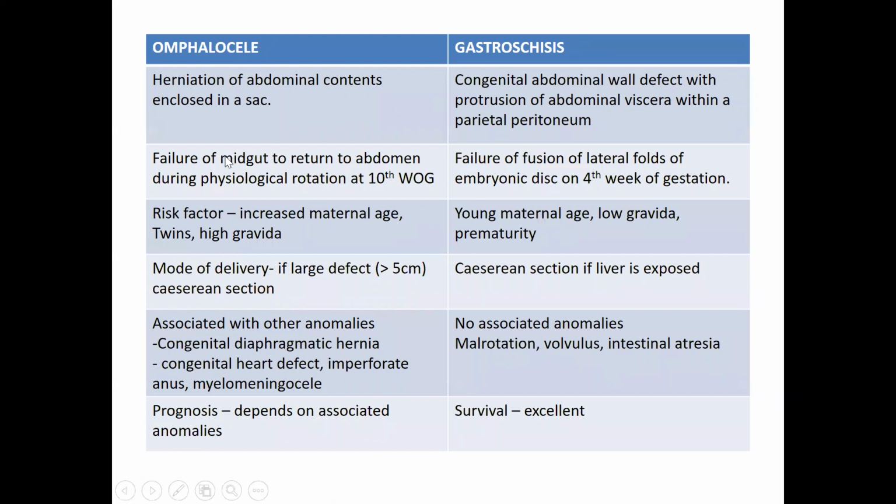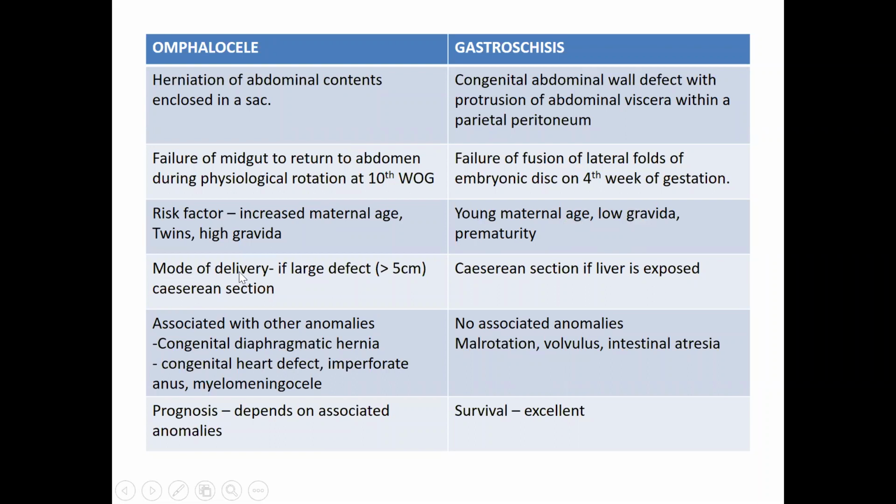Okay, failure of the midgut to return to the abdomen during the physiological rotation at 10 weeks gives omphalocele. Failure of fusion of the lateral folds of the embryonic disc at 4 weeks gives gastroschisis. The risk factors for omphalocele are increased maternal age, twins, high gravida. Here in gastroschisis it is the opposite: young maternal age, low gravida and prematurity.